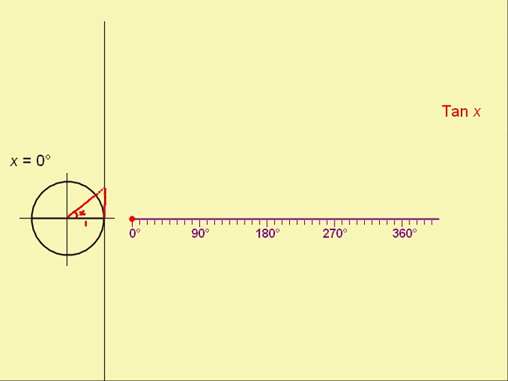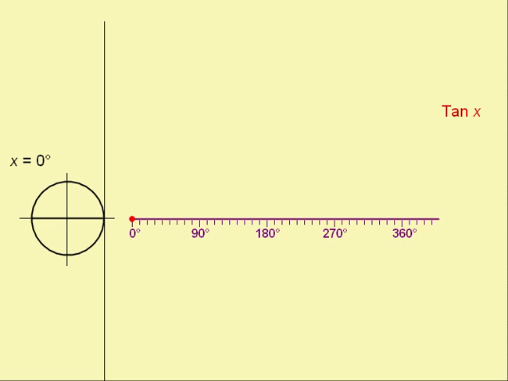If I change to a larger angle now, that would be the angle, and I would project all the way up here to the tangent line, and the value of tan would be this height here. And I can carry on doing this all the way from 0 to 360 around the unit circle to plot the graph of tan x.